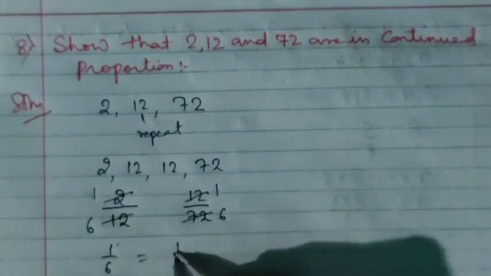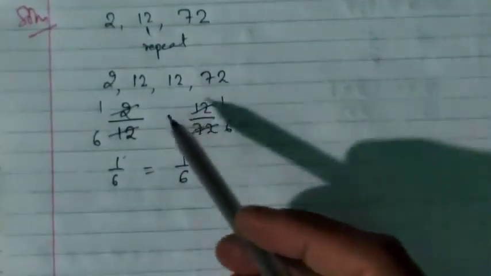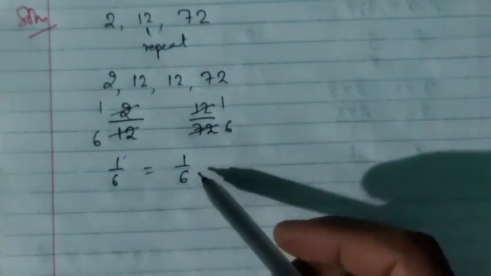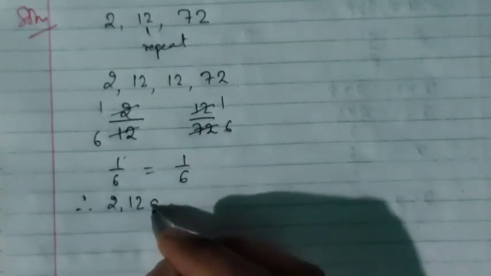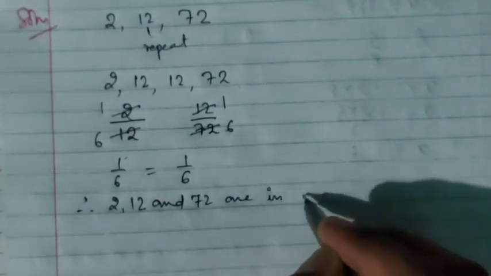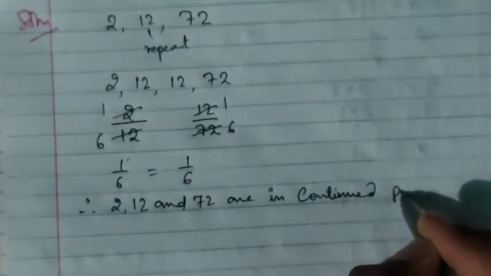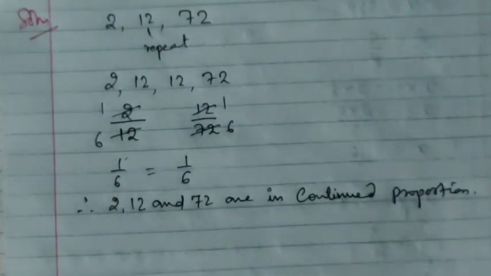We can see that on both sides, LHS and RHS, the ratio of the first two terms and the next two terms are the same. Therefore, 2, 12 and 72 are in continued proportion. This was the last question, and I hope that this exercise is clear to you all.